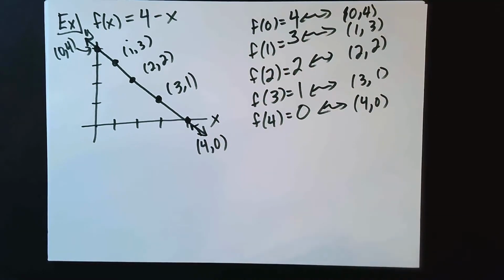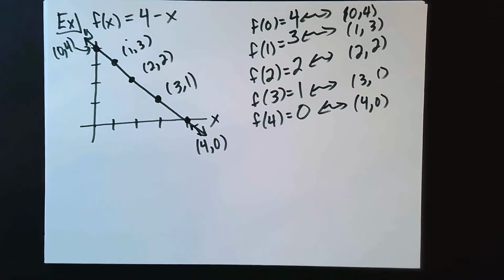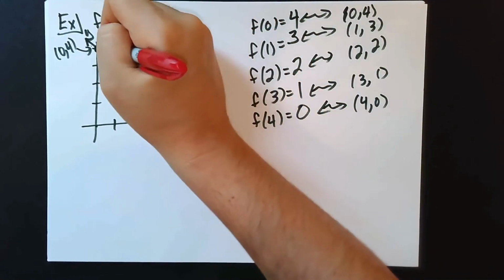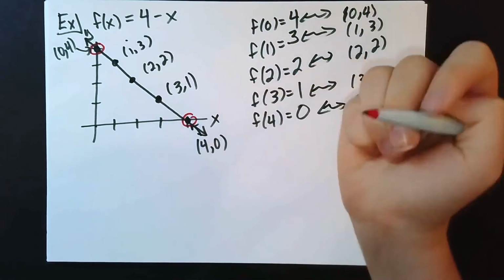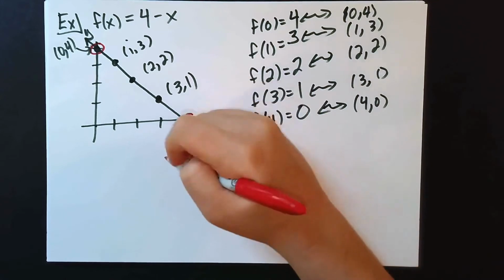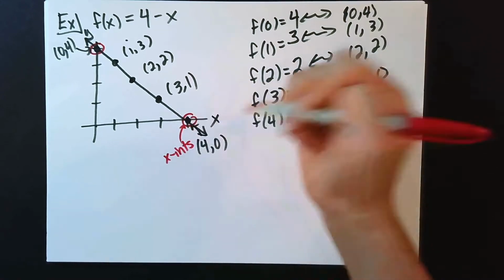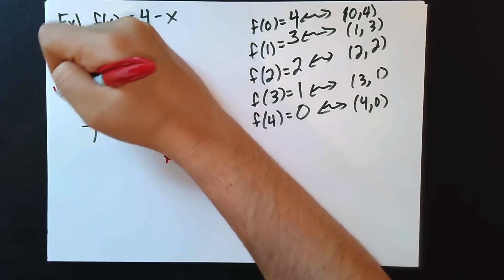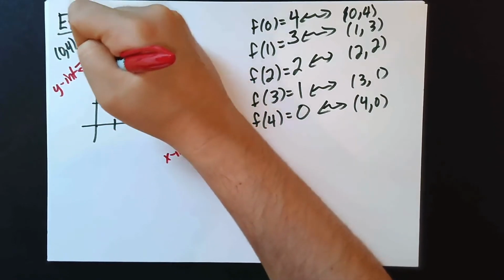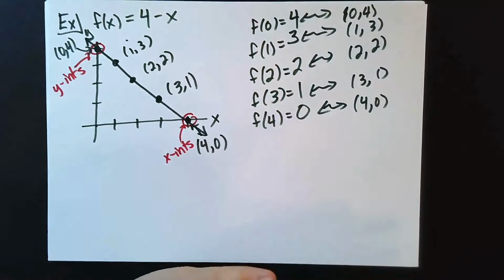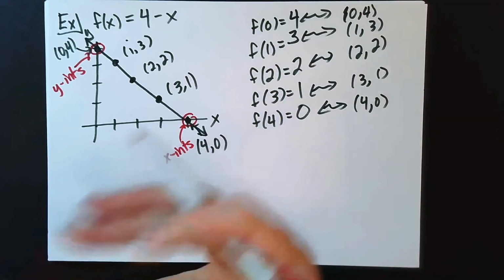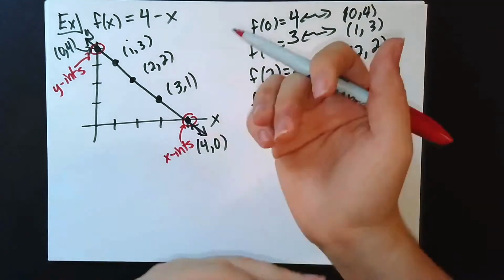Now, there are some particular points that are special. Namely, we like to identify points where the graph hits the y-axis and points where the graph hits the x-axis. These are called x-intercepts. These are called y-intercepts. One of the most common questions on the homework throughout the semester will be, given a particular function and a particular graph, what are the coordinates of the x-intercepts and the y-intercepts?